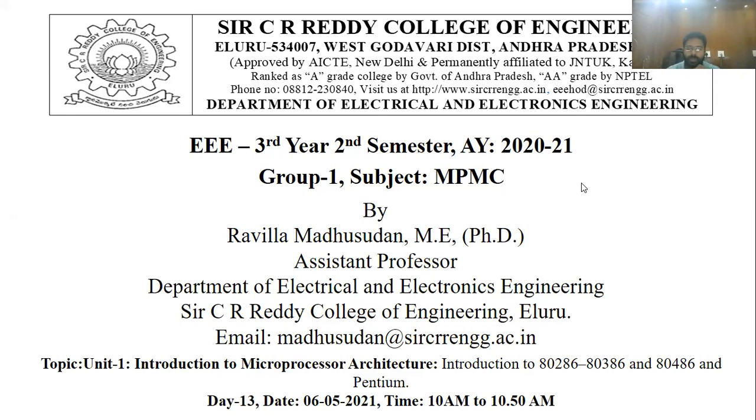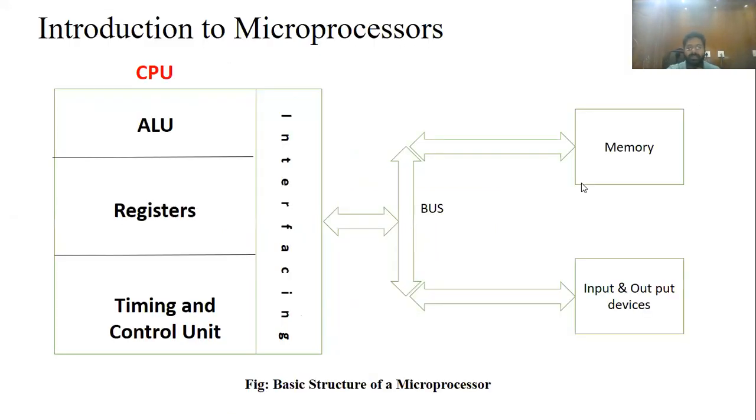Today we are going to discuss some introduction and some basic features of the 80286 microprocessor, 80386 microprocessor, and 80486 microprocessor. Okay, now we will see the basic structure of this microprocessor. You know that this is the basic structure of our 8086 microprocessor. It has ALU, registers, timing and control unit, bus, memory, and input output devices.